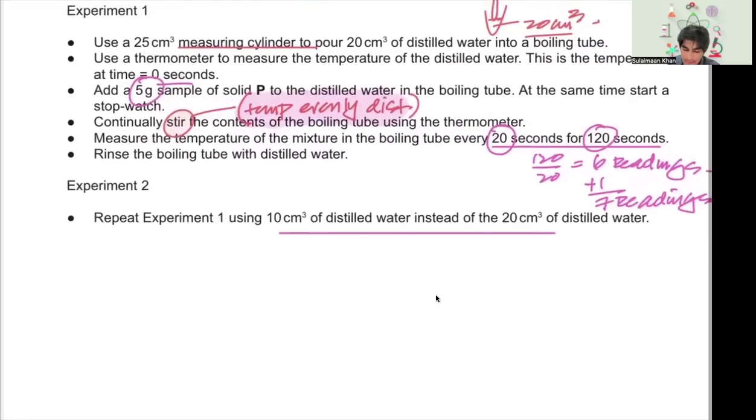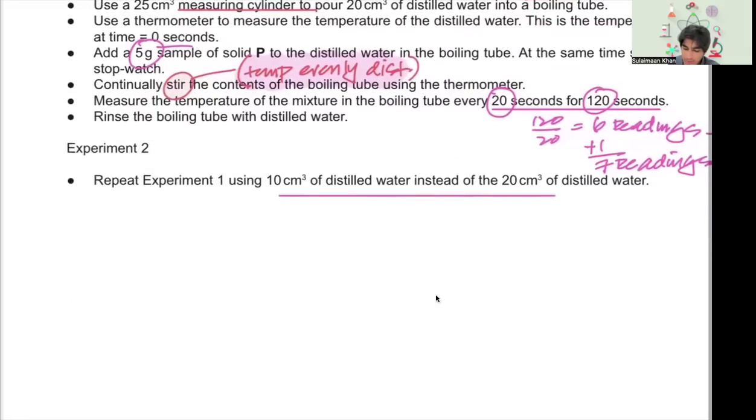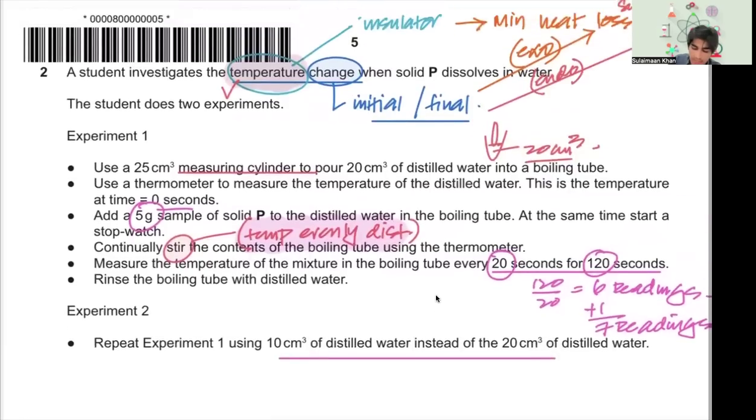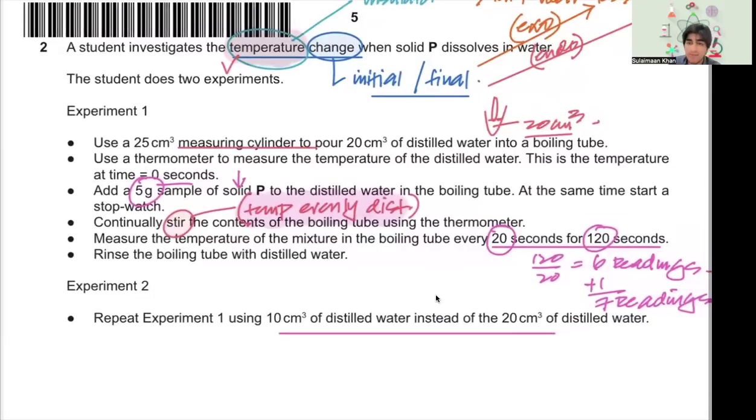So he's now using 10 cm cube of distilled water instead of 20. Is he changing P? My question to you is, is P changing? See, if you've read the question carefully, it's there. And why is he washing it with distilled water? Probably to remove impurities from experiment 1.